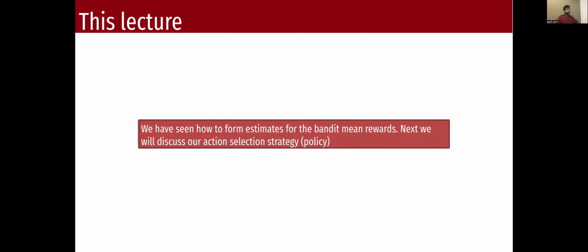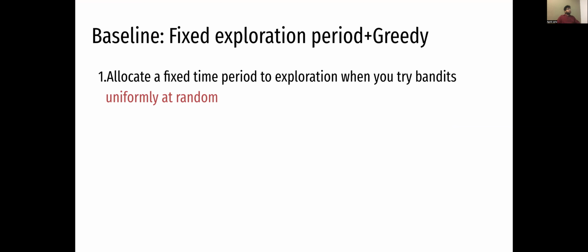Hello everyone. In this lecture, we will talk about some action selection strategies. So what we have seen so far is how to form estimates for the bandit mean rewards. So now we will discuss some action selection strategies. What are some of the famous action selection strategies? The first one is the greedy approach. The first baseline is fixed exploration period plus greedy strategy.